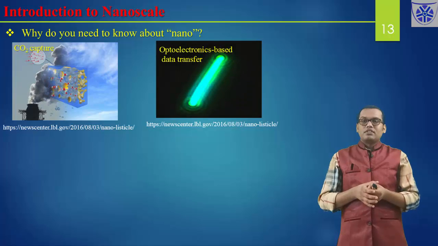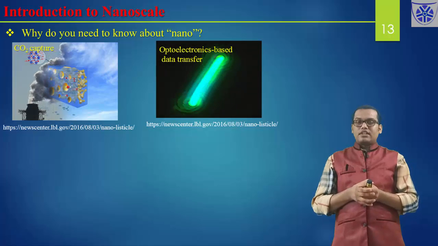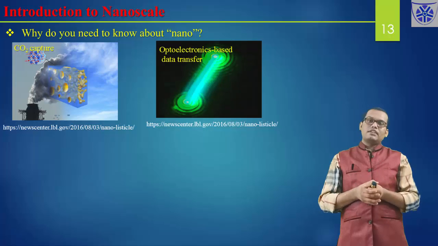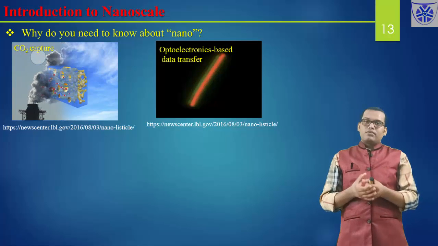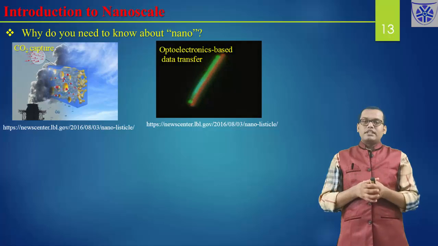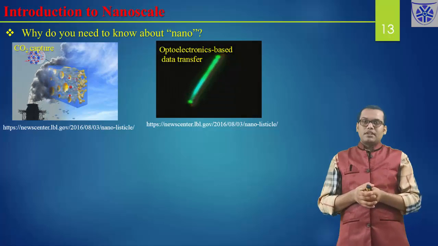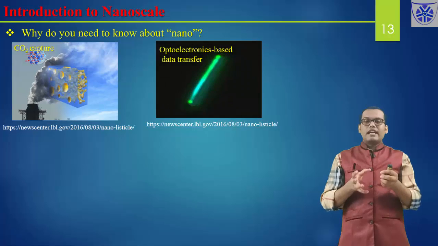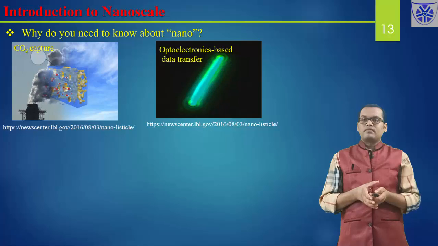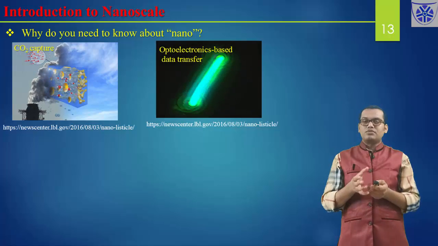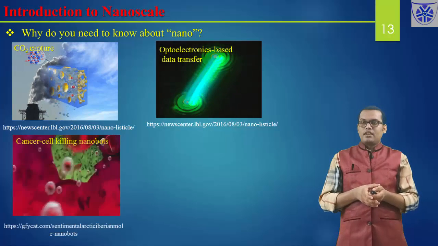Another example is the storage system or the data transfer. So you have certain nanomaterials. What that means is they are mixing or interrelating the optical and the electronic properties of the nanomaterials, and they are using those materials for optoelectronic based data transfer techniques. It's a huge application and a huge ongoing topic.